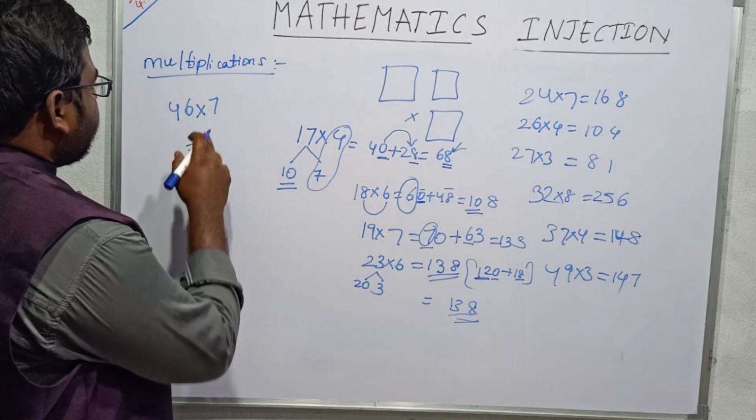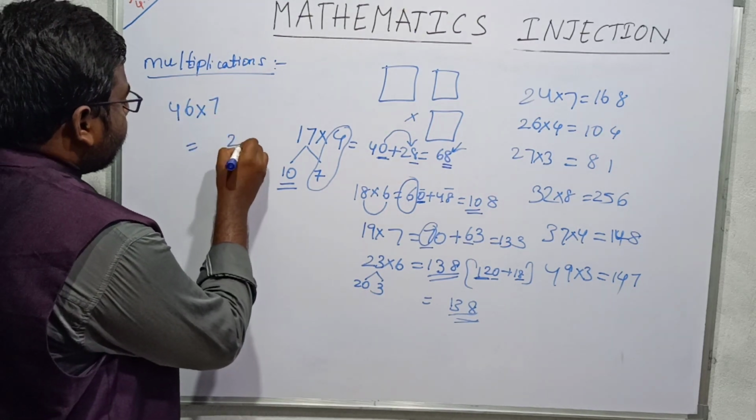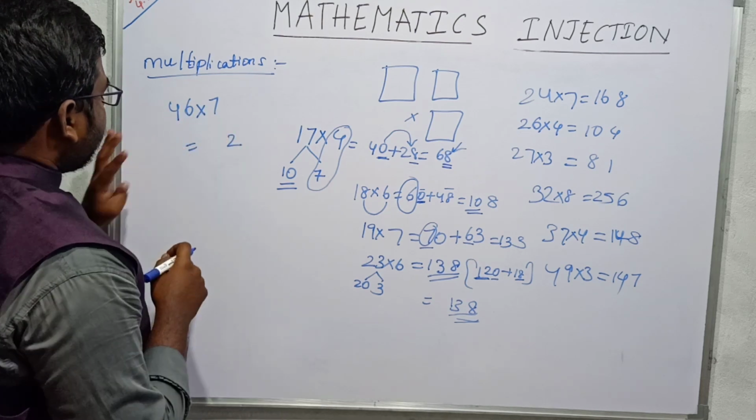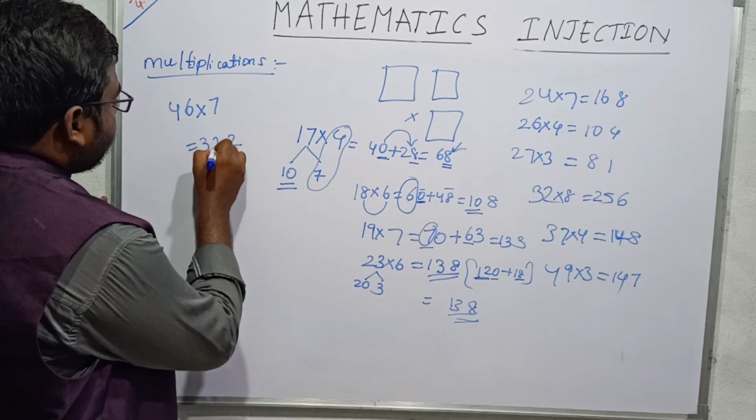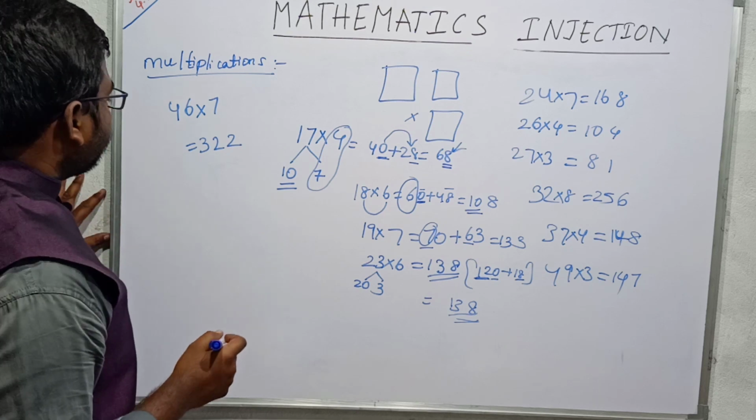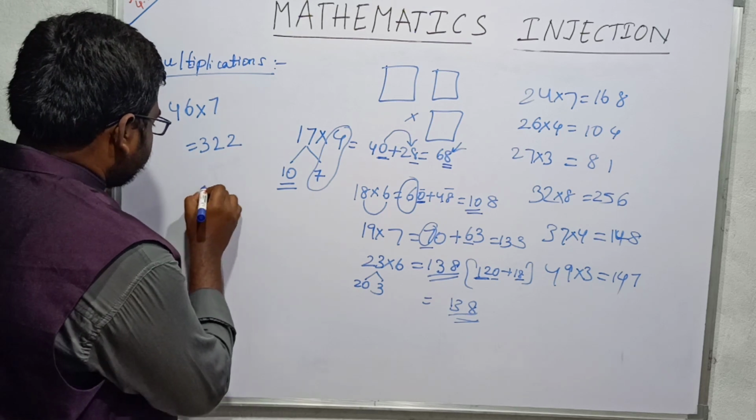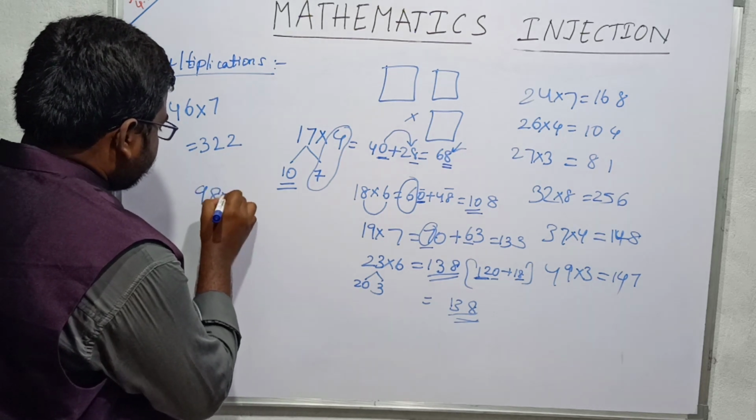For example, we will see 46 into 7. 7 4s are 28, 7 6s are 42. 2 here, 28 plus 4 is 32. From now onwards, we will see some more complex ones.